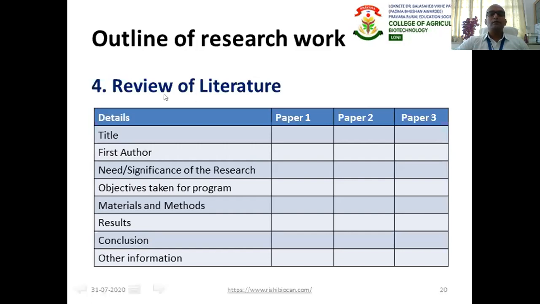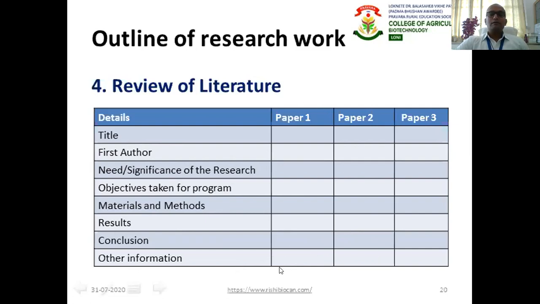So what should this table include? The table should include research paper 1, 2, 3, 4, up to 30 research papers, and should have the title of that research paper, the name of the first author, the need and significance of the research paper, then the objective taken for the research in that particular paper, and what kind of material and methods were used in short, then results in short, then the conclusion of the different research papers, and other information which you think is important, which I need to add in the review of literature, you can add it here.